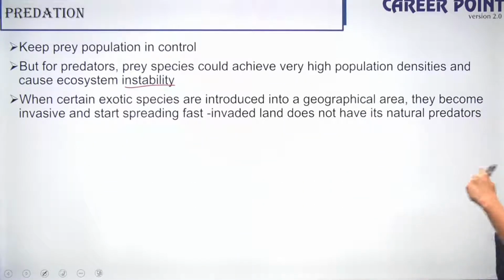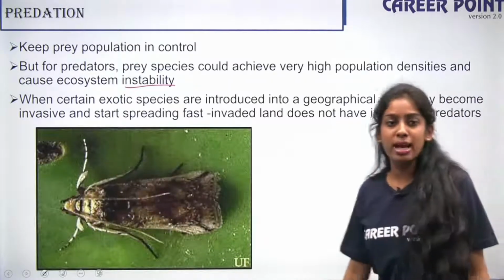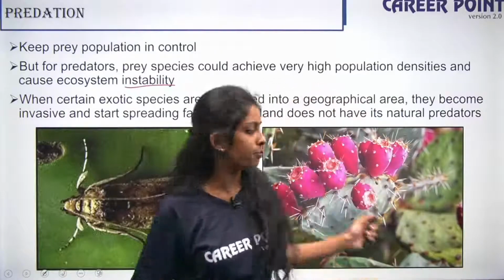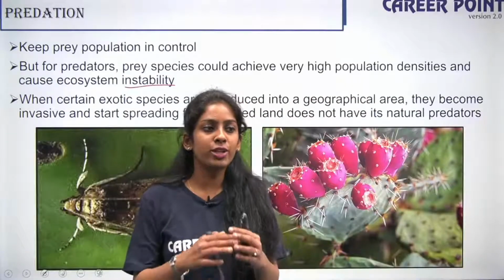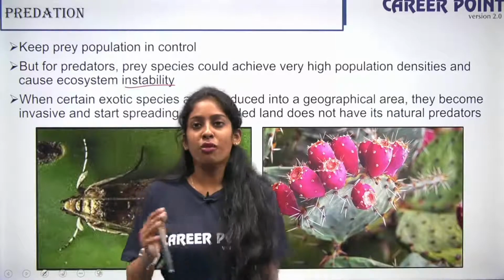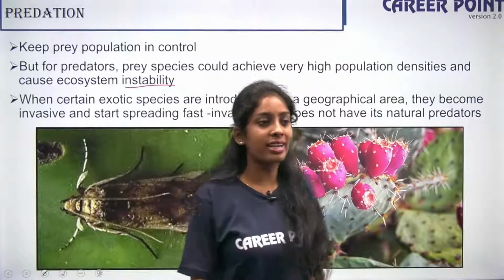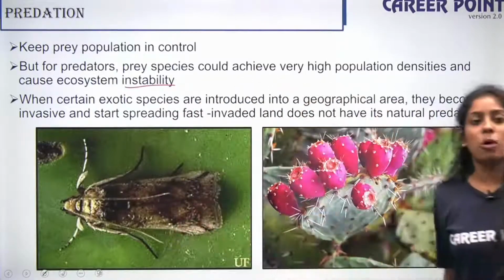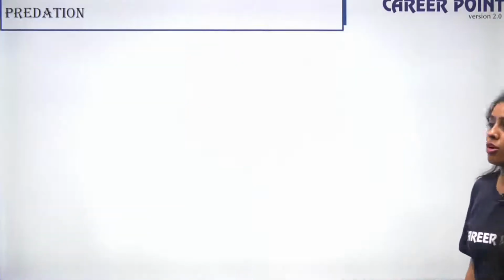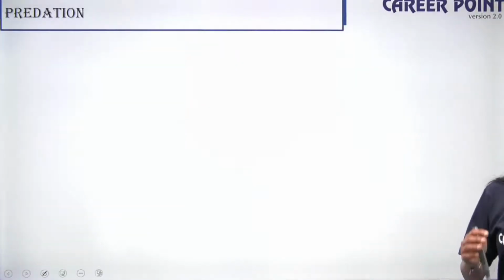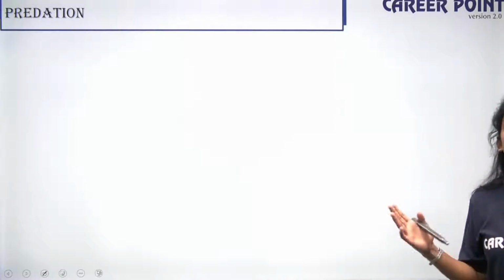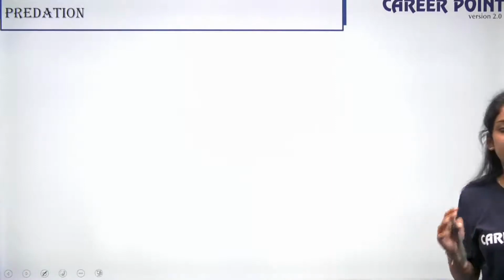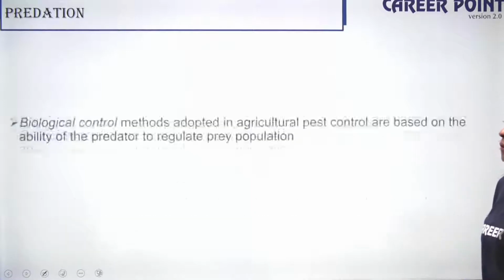Okay. So sometimes exotic species are introduced into geographical locations. They become invasive and start spreading fast. One example was the cactus plant. When it was introduced, it started spreading over very, very large acres of land. So finally they had to introduce a cactus-eating moth to reduce the population of this plant. So this is also a type of prey and predation, where naturally they did not come into the picture, but you are exploiting this type of interaction for your own purpose.